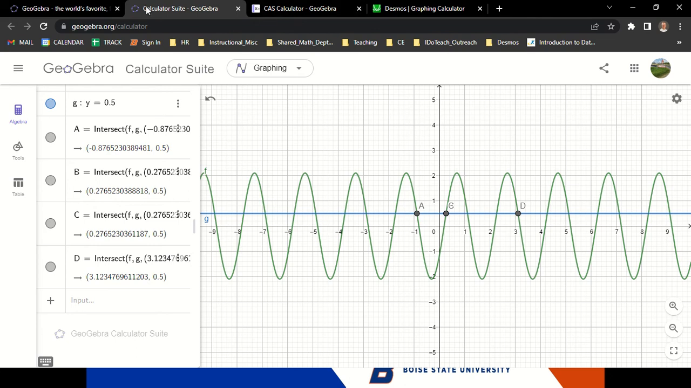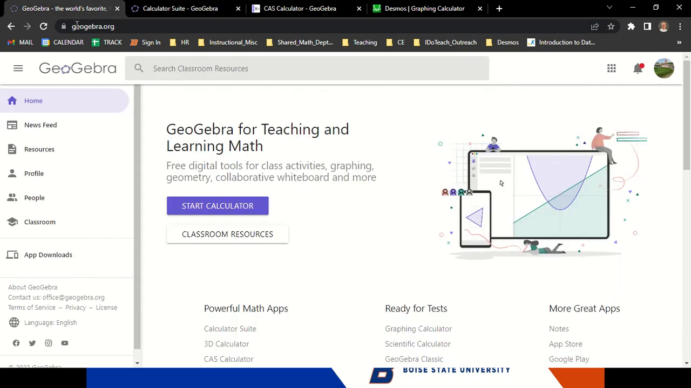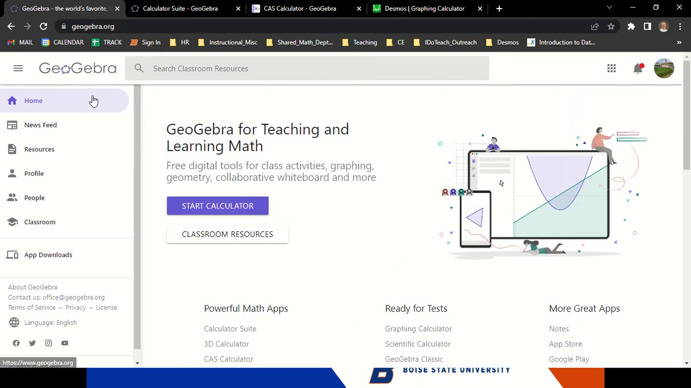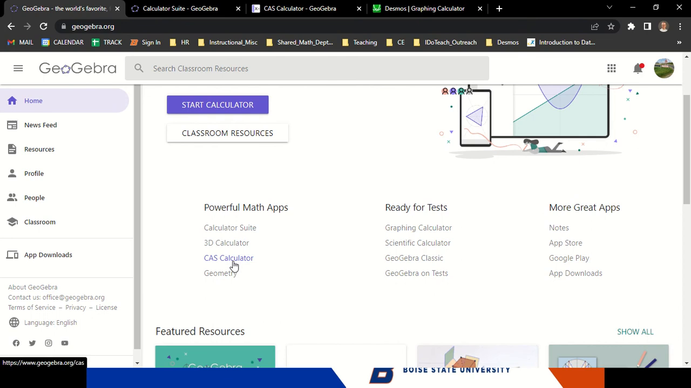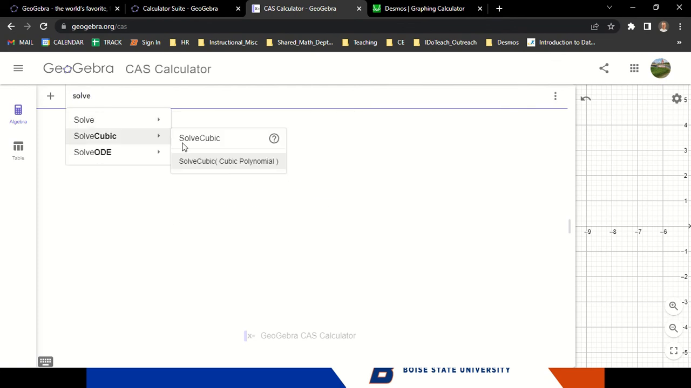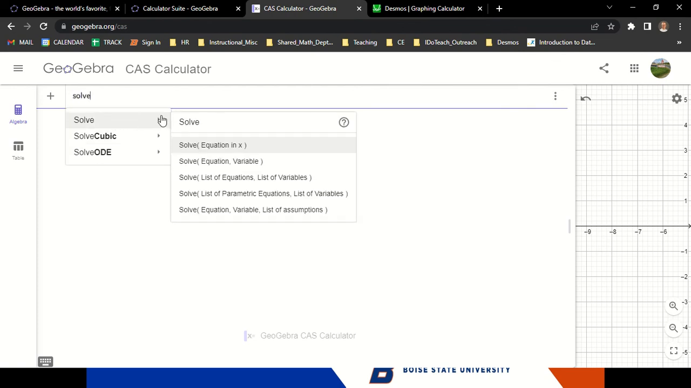Now let's say though that you would like a super accurate solution. And so Desmos cannot do this. So I'm going to teach you a quick skill here in Geogebra, and it's called the CAS calculator, which I believe stands for Computer Algebra System. And so here's how the CAS calculator works. You type in a command, solve, and we're going to use this solve method that's going to have an equation and a variable and a list of assumptions.